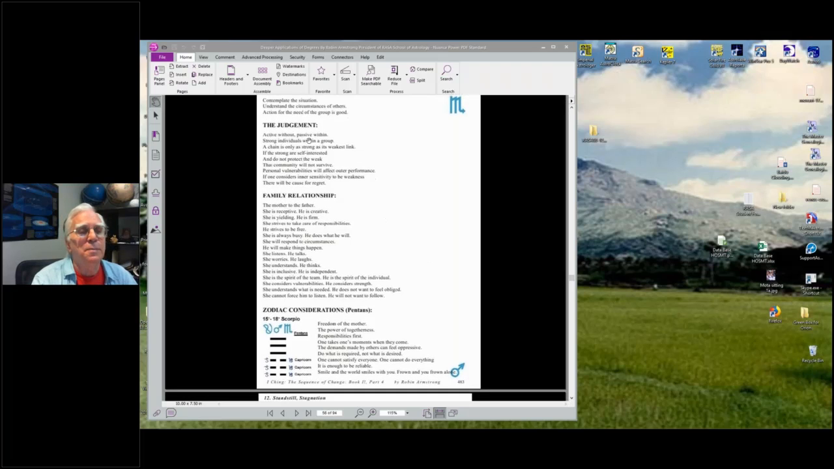Judgment: active without, passive within. Strong individuals within a group. A chain is only as strong as its weakest link. If the strong are self-interested and do not protect the weak, that community will not survive. Personal vulnerabilities will affect outer performance. If one considers inner sensitivity to be weakness, there will be cause for regret.